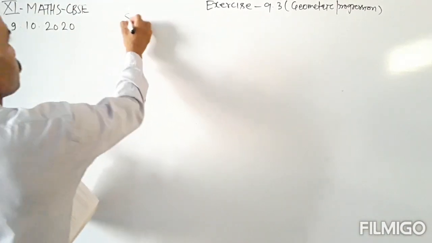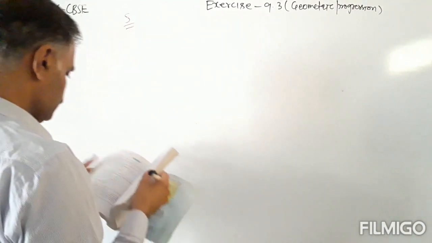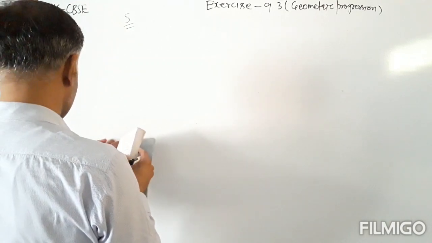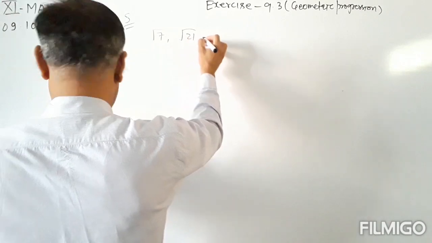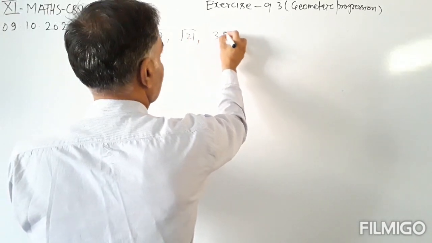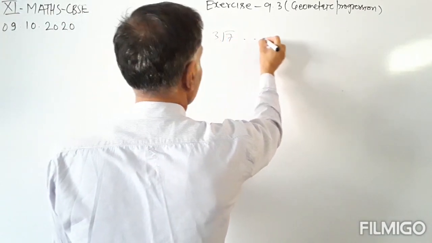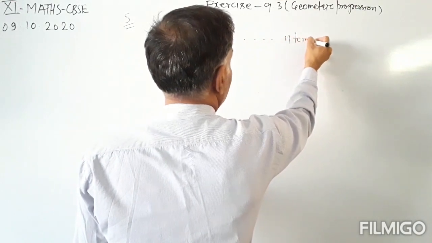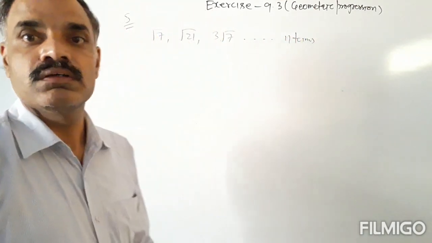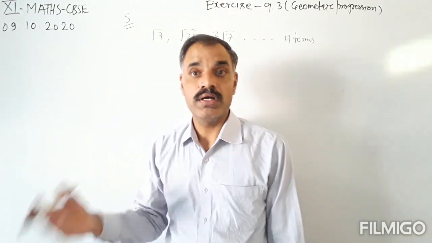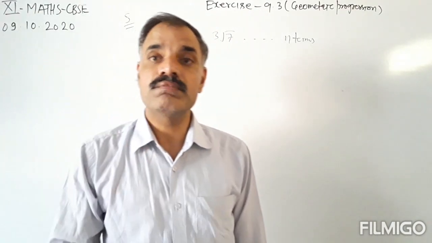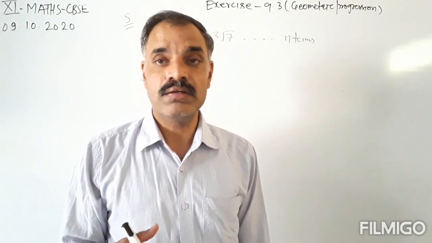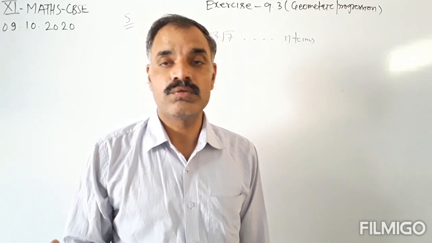We will take question number 8. Solving question number 8, we have been given under root 7, under root 21, under root 3 under root 7, and so on up to n terms. We have to find the sum of this sequence up to n terms. The sequence is given, the number of terms is n, the first term can be found, and the common ratio is.